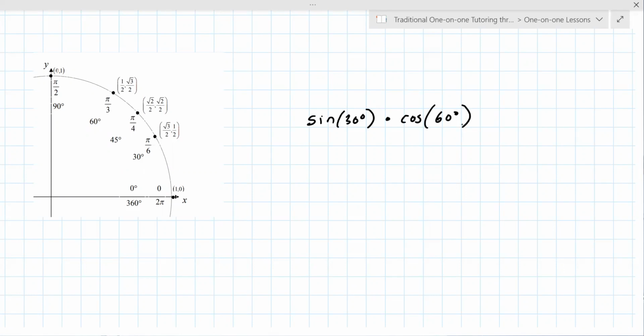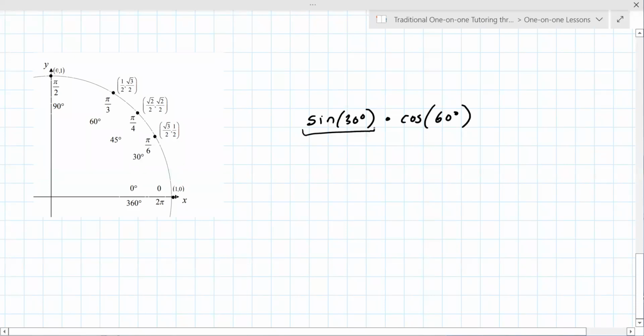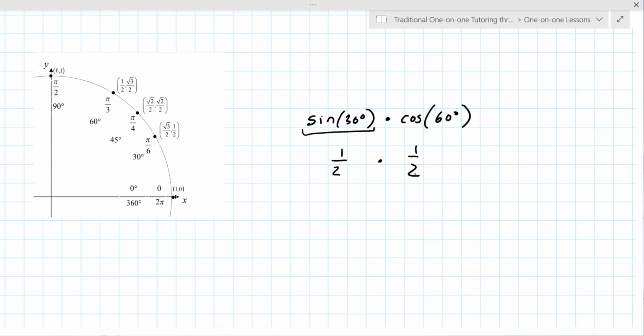Is it 3/4? So let's start with the sine of 30. The sine of 30 is the y value, 1/2. Do you see that? Sine of 30 is the y value. Okay. The cosine of 60 is the x value. Okay, so 1/4. So yeah, that's just 1/4.